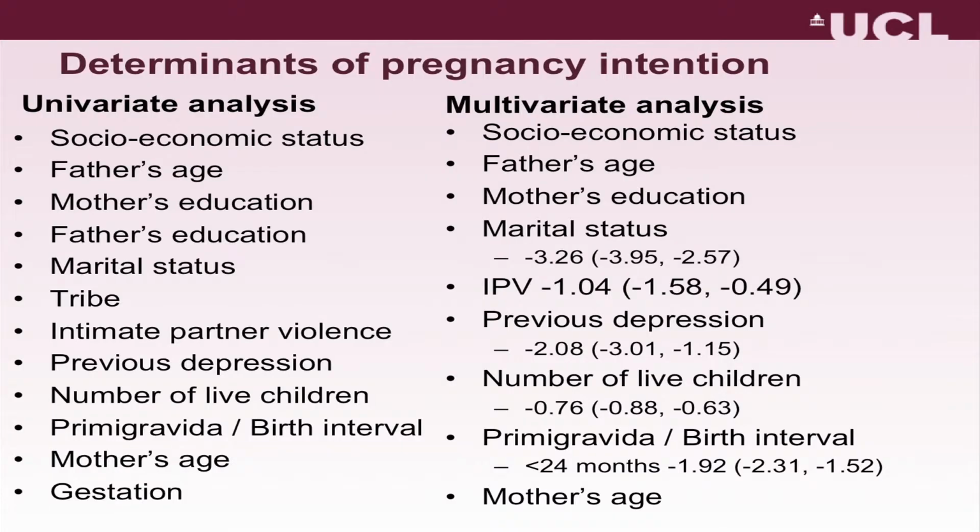The way that you interpret this is, for example, looking at marital status. An unmarried woman has a score on the LMUP, the London Measure of Unplanned Pregnancy, that is 3.26 points lower than a married woman for whom all the other variables are the same.